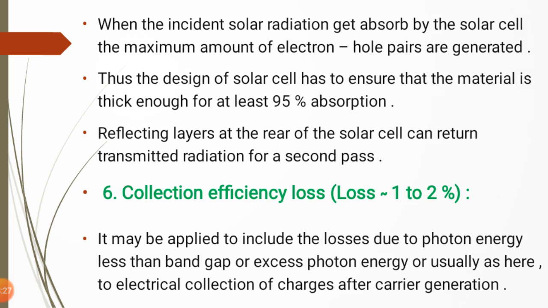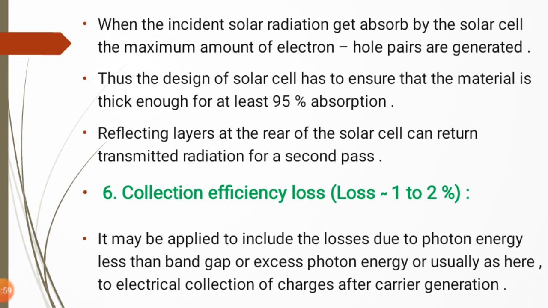Reflecting layers at the rear of the solar cell can return transmitted radiation for a second pass. That means we have a transparent glass plate which covers the upper part of the solar cell, and which helps us to transmit or to reflect the reflected radiation, and again this reflected radiation contributes to the current generation. In this way we are able to improve the efficiency of the solar cell by taking different precautions.